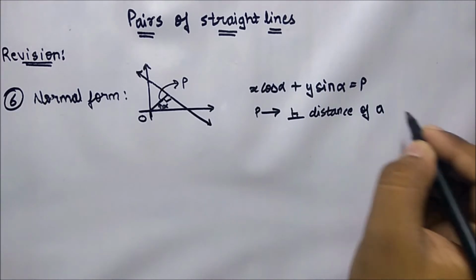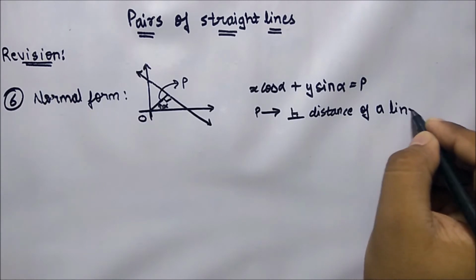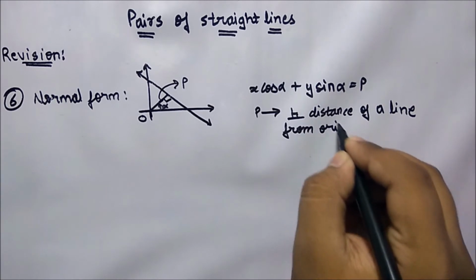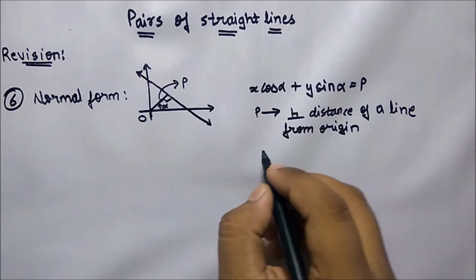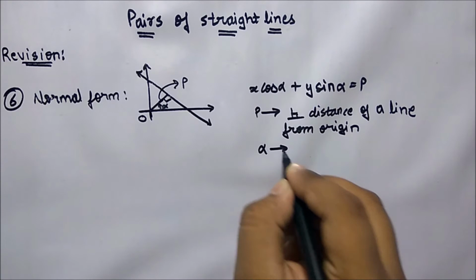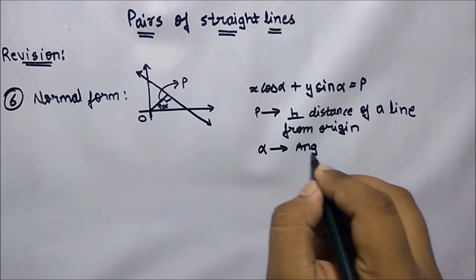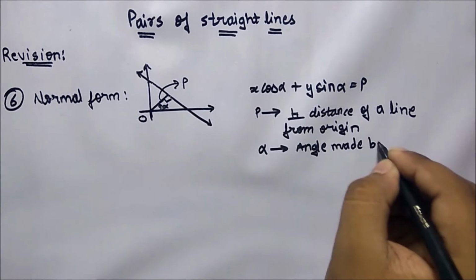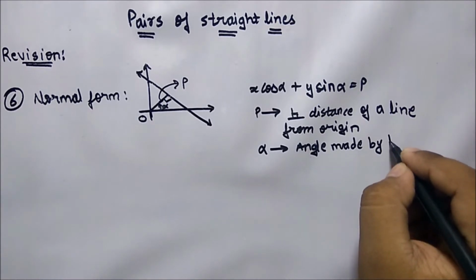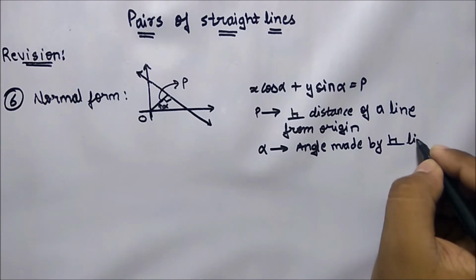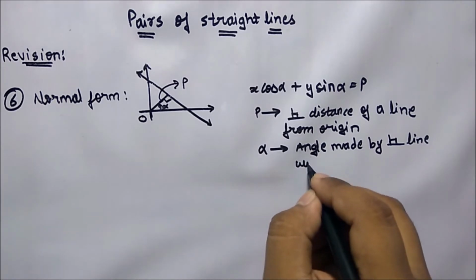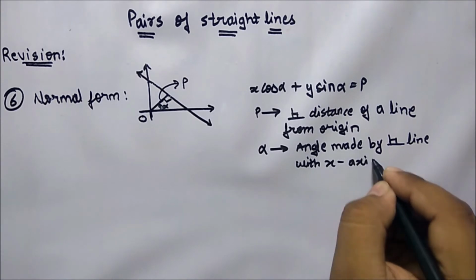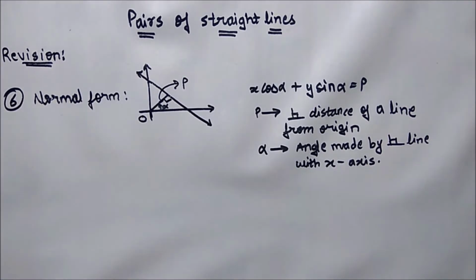of a line from the origin, and alpha is the angle made by the perpendicular line with the x-axis in anti-clockwise direction.